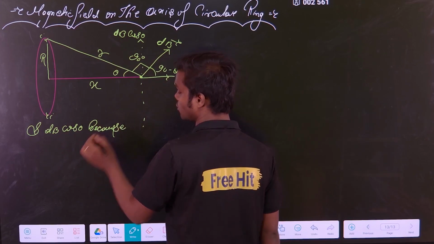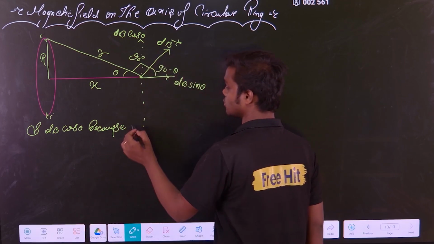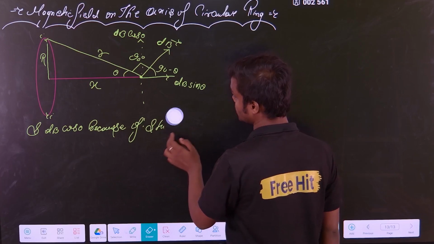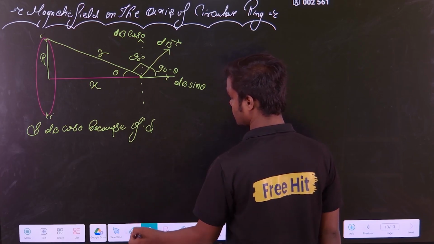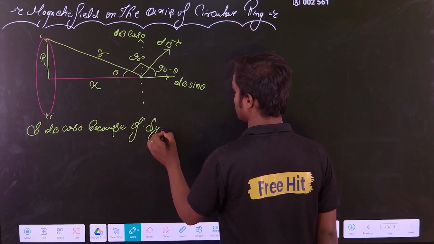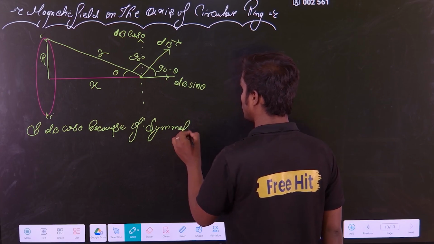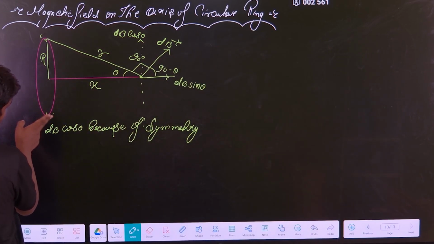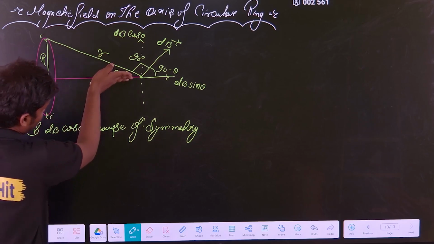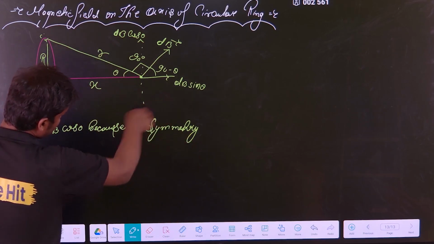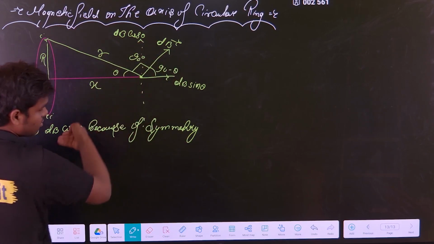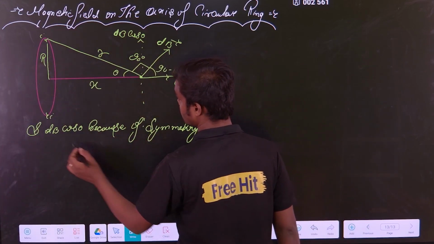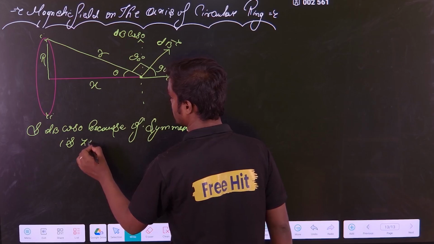Because we have discussed this in electrostatics. Because of symmetry. Let me tell you why symmetry. Simply, if you take the element for this part, you will get the magnetic field in this direction, correct? Then you will take the cos component and the sin component, and this will cancel out. Simple. That is why it is coming 0.